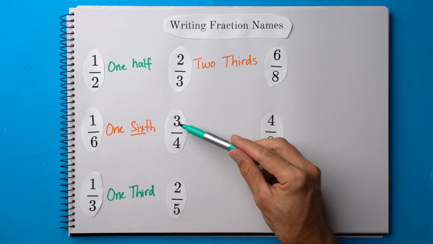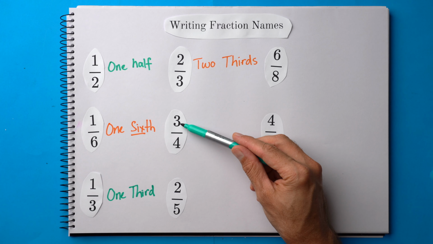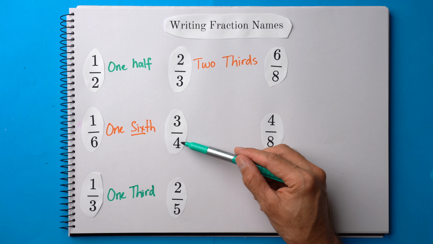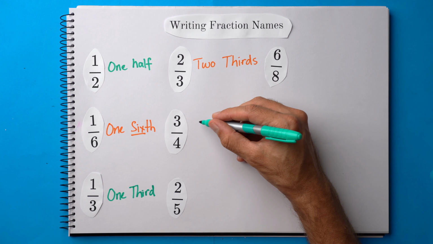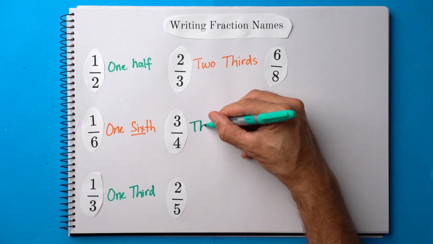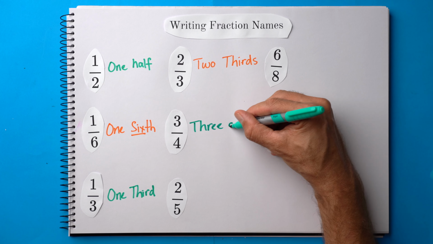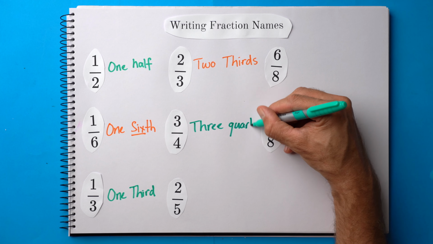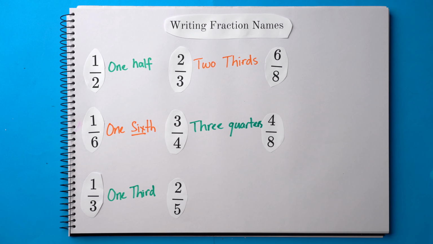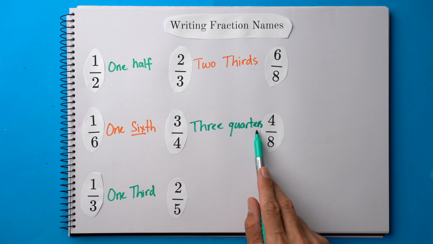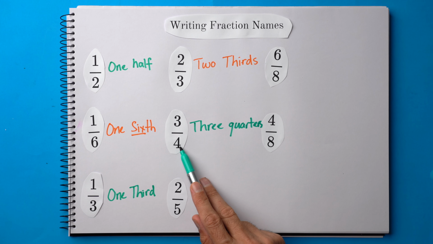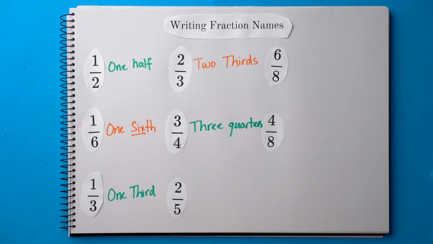This one we've got a 3 and a 4, so it's 3, and when we've got 4 on the bottom, we call them quarters. 3 quarters. Quarters is what we call whenever we have a 4 on the bottom. We don't call them fourths, we call them quarters. It's just a language thing.